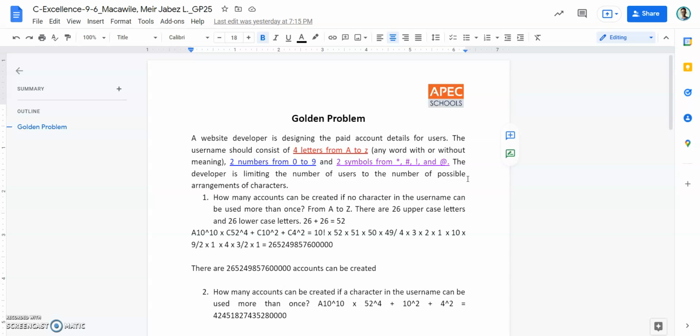Good morning, everybody. Now, this is our final golden problem for this year on Math EG25.